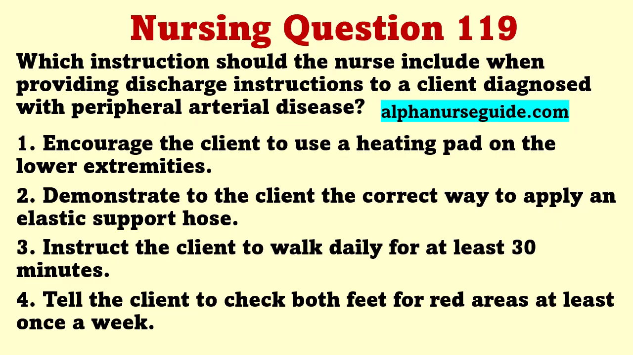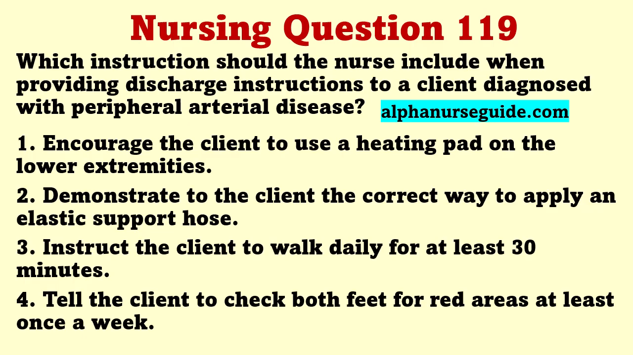Which instruction should the nurse include when providing discharge instructions to a client diagnosed with peripheral arterial disease? 1. Encourage the client to use a heating pad on the lower extremities. 2. Demonstrate to the client the correct way to apply an elastic support hose. 3. Instruct the client to walk daily for at least 30 minutes. 4. Tell the client to check both feet for red areas at least once a week. The correct answer is 3.